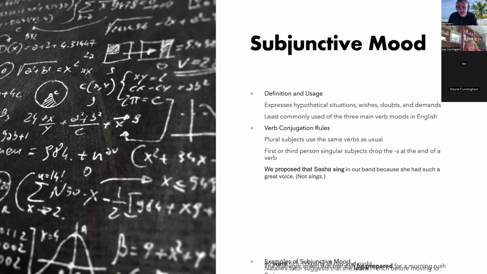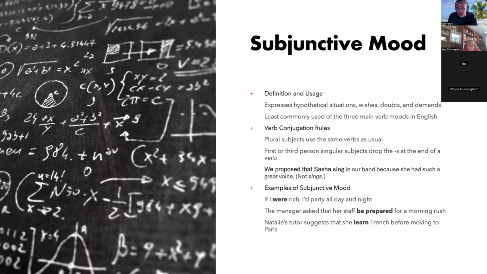So some examples are: if I were rich, I'd party all day and night. The manager asked that her staff be prepared for a morning rush. Natalie's tutor suggests that she learn French before moving to Paris. So basically, it's kind of nice in Greek because you'll know a subjunctive is coming usually when they use if. Anytime they use an if clause, or he or that, it's generally going to be a subjunctive mood. So it's again hypothetical situations, wishes, doubts, demands.